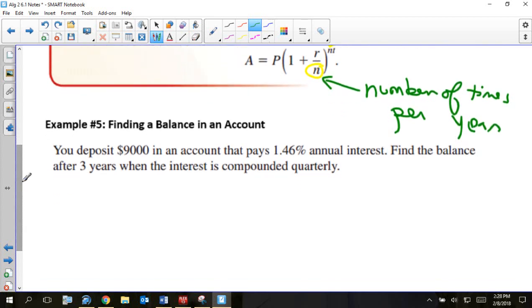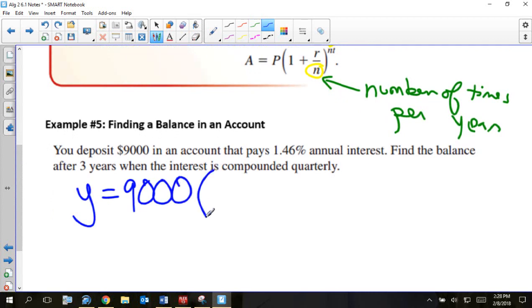So this one says you deposit $9,000 in an account. So that's our initial amount. It pays 1.46 annual interest. Find the balance after 3 years when the interest is compounded quarterly. So we're going to do 1 plus, we're going to do our rate, which is 1.46 over 100. Might be easier to find that number first. 1.46 over 100, which is 0.0146.